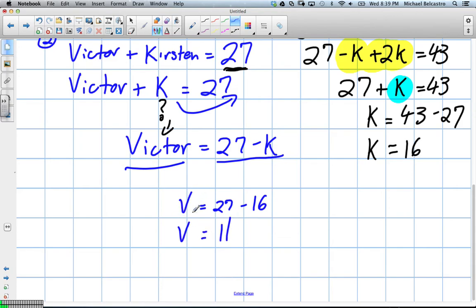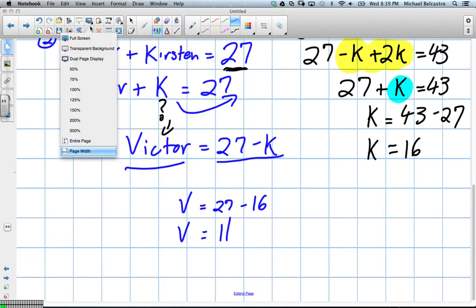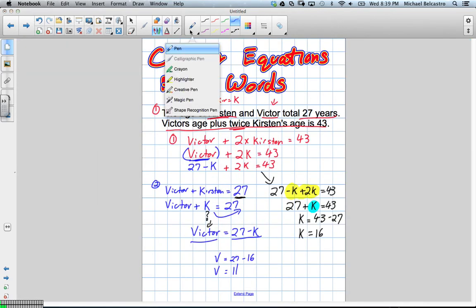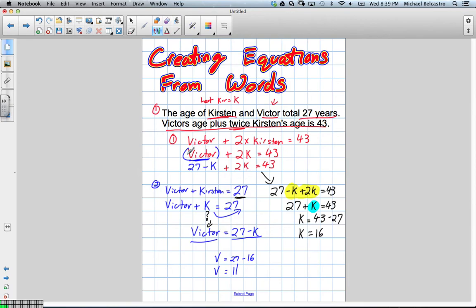Now, what did I just do? I just wrote in a V, right? The whole time we technically used two variables to solve this. What were the variables? His name and Kirsten. I used their names, but they're representing their ages, right? Really, this is Victor's age plus twice Kirsten's age is 43. Okay, and that was one equation. And then I knew that Victor's age plus Kirsten's age was 27. I just had to relate them so there'd only be one variable in this case.